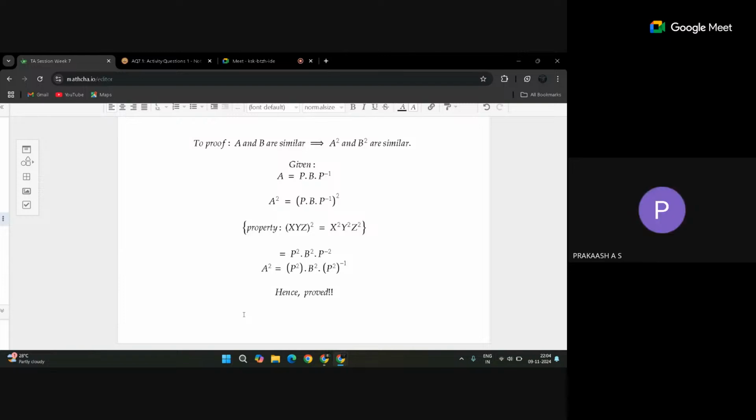Counter example for what? A square, B square are similar, but A and B are not similar. You'll have to think about it. Because we'll have to take two matrices which are squares of some matrices. It's not some easy example. It's going to be something complex. But one thing I'll say is how you can show that it's not going anywhere.